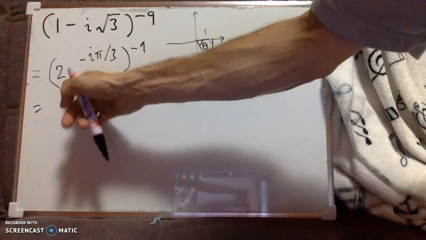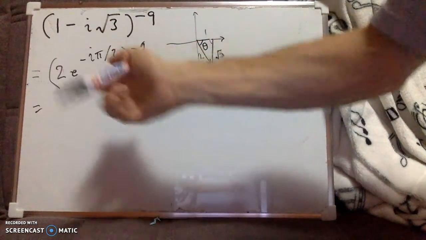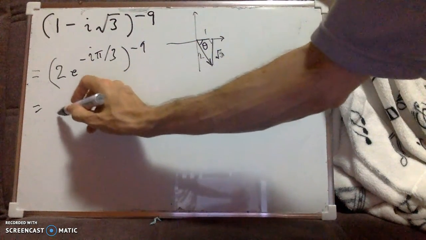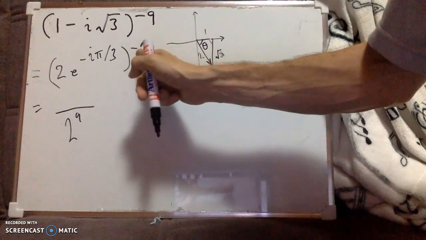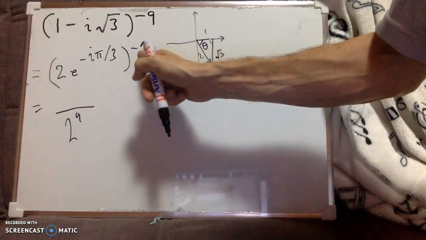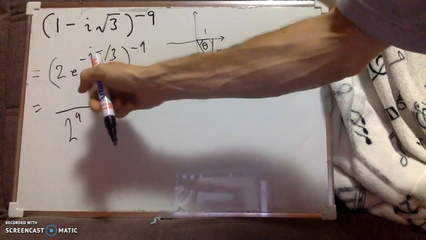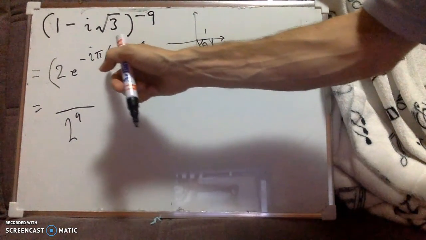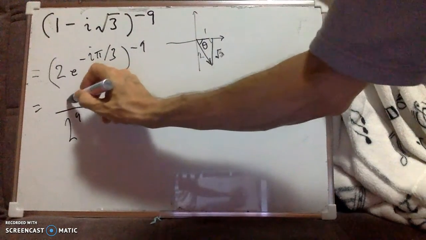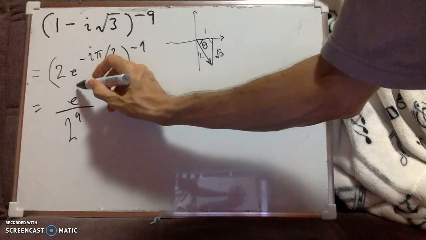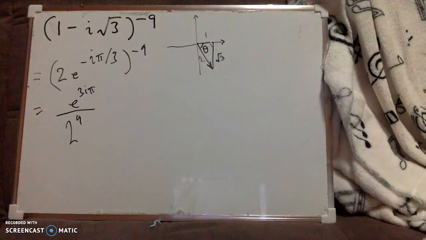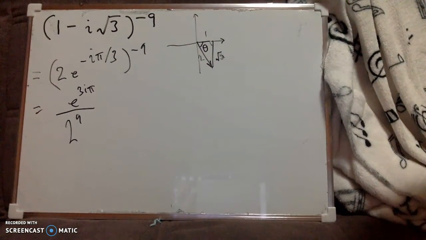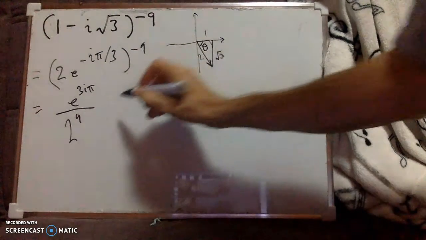Separating out, we've got, well, 2 to the power minus 9 is the same as 1 over 2 to the 9. So we can divide by 2 to the power 9. And on the top, we've got e to the minus 9 times i pi by 3. So we end up with e to the 3i pi. e to the 3i pi is the same as e to the i pi, which is minus 1.